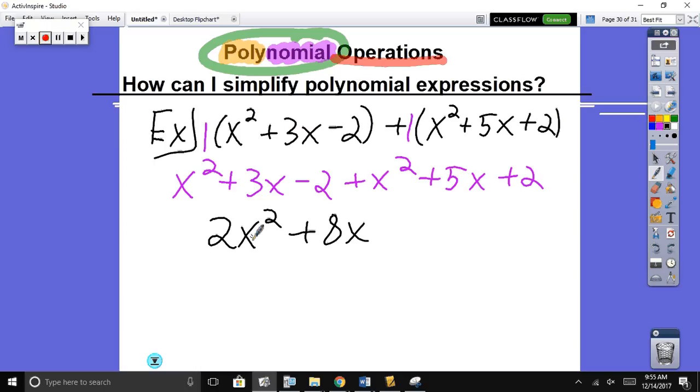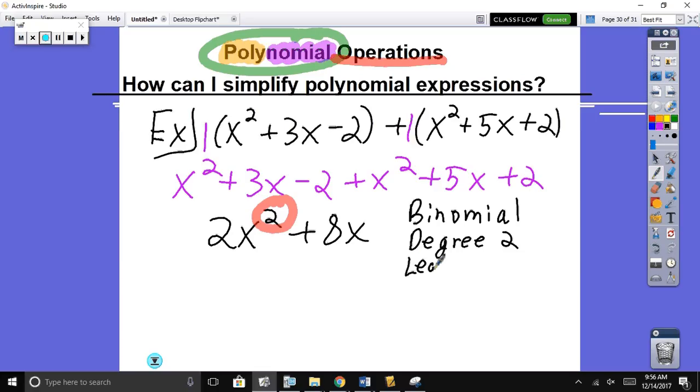Let's think, what are some classifications for this answer? We have a binomial here because there are 2 terms. The degree is 2 because that is the highest exponent. And my leading coefficient is 2 because that is the coefficient of the term with the biggest degree.